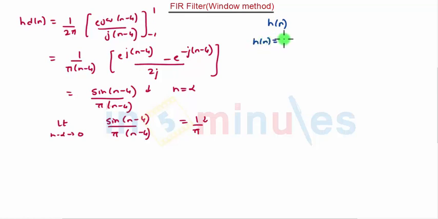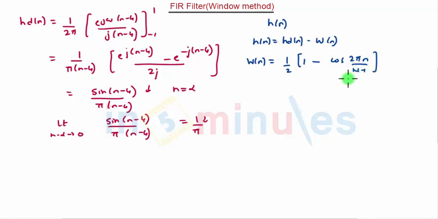h of n is given as hd of n into w of n. By the definition of Hanning window, w of n is given as half into 1 minus cos of 2 pi n upon N minus 1. So here N is equal to 9. So 9 minus 1 will give us 8 and 2 by 8 will give us 1 by 4. So finally we have w of n as half into 1 minus cos of pi n by 4.